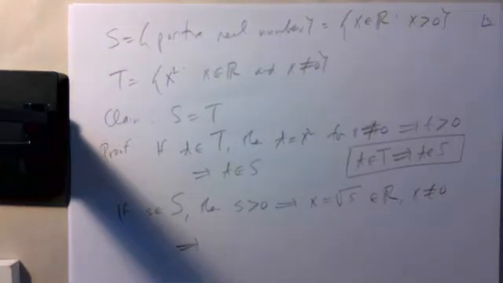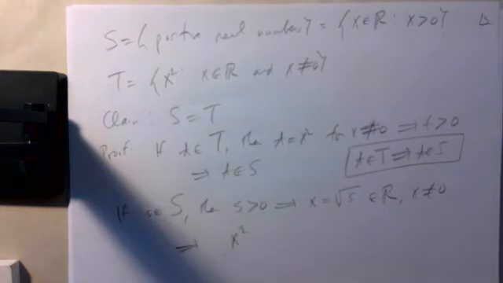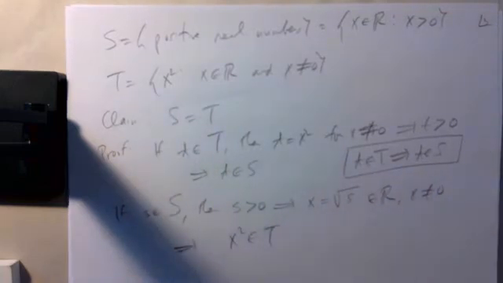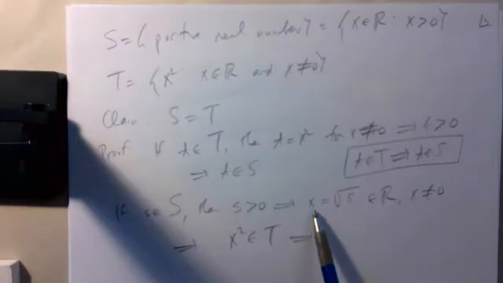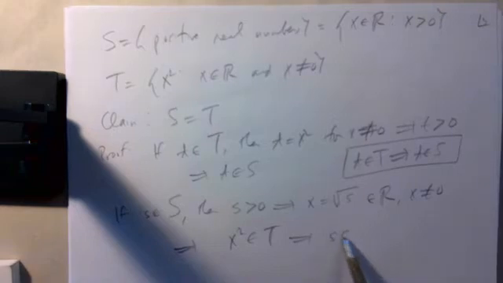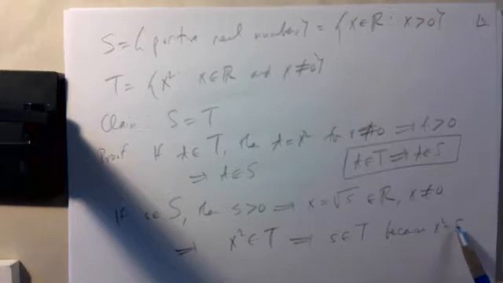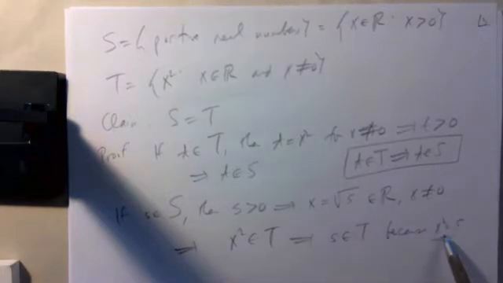which means that X squared is in T, because T is the set of squares of all non-zero numbers. But X squared equals S. So S is in T, because X squared equals S, right? X is the square root of S, so X squared equals S.